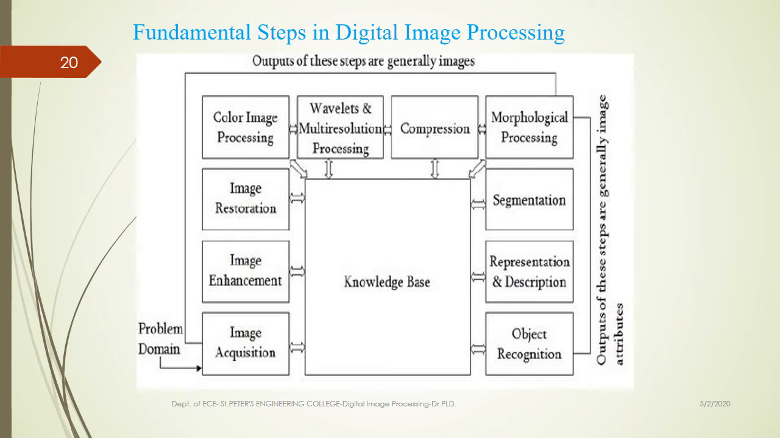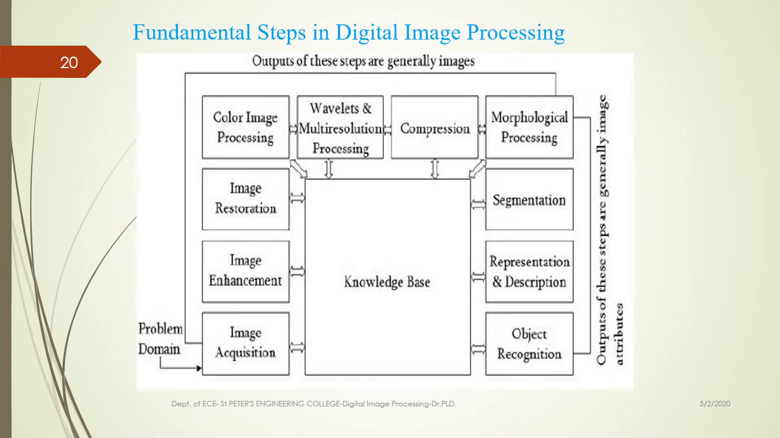After that, the next block is compression, because we can observe the sequence from color image processing to wavelets and multi-resolution processing, then to compression. It's very essential to compress the given input images in order to process, transmit, or store them. That's the reason the compression block appears. Every block is connected to the knowledge base. After compression, the next block is morphological processing.